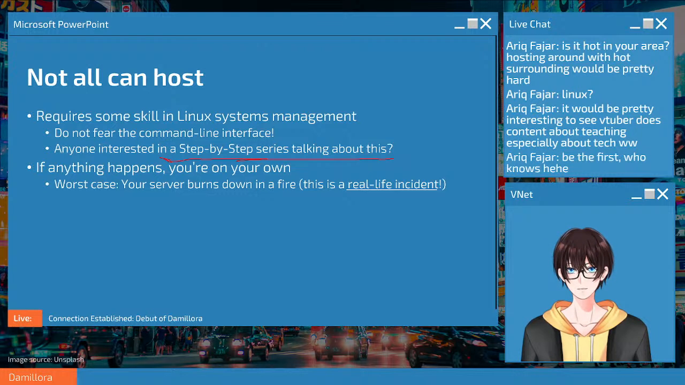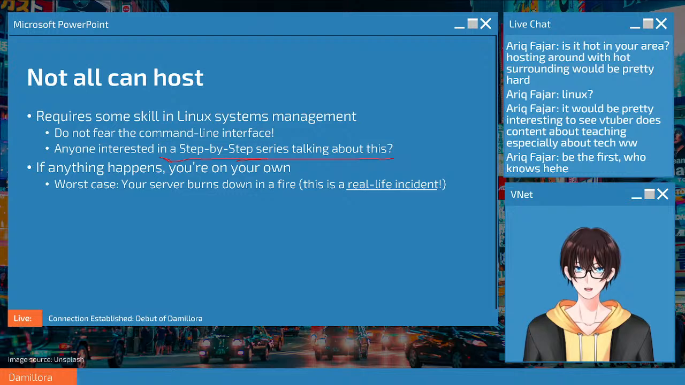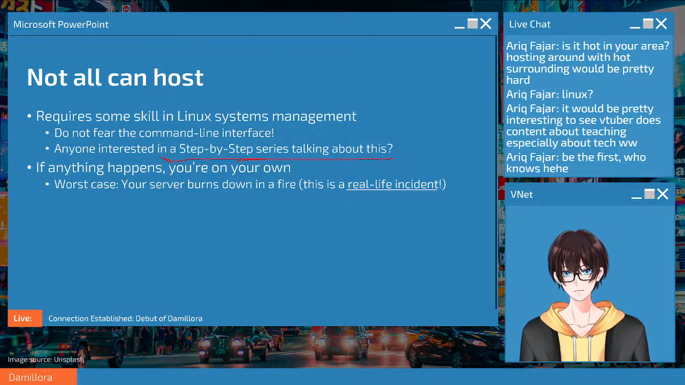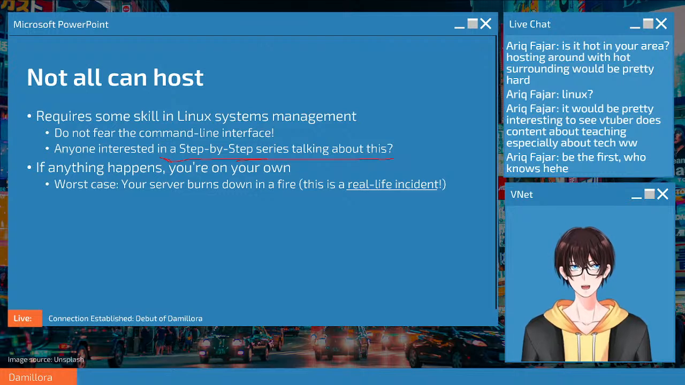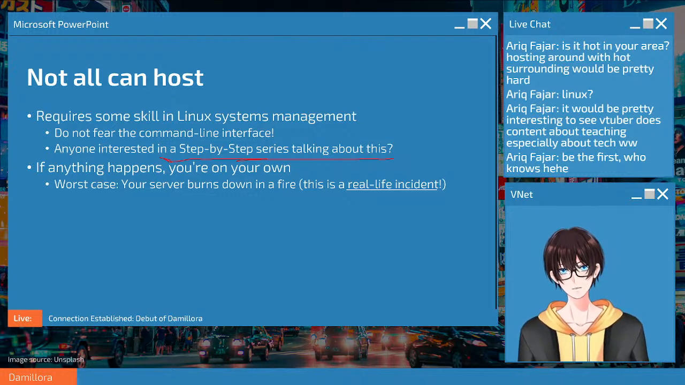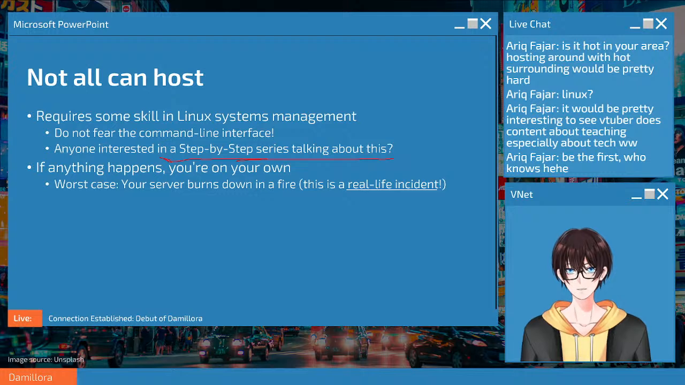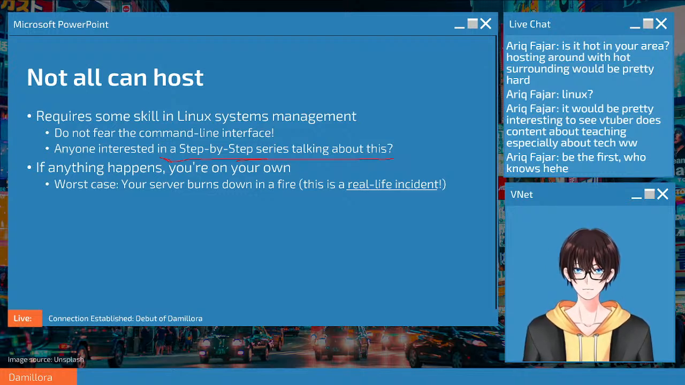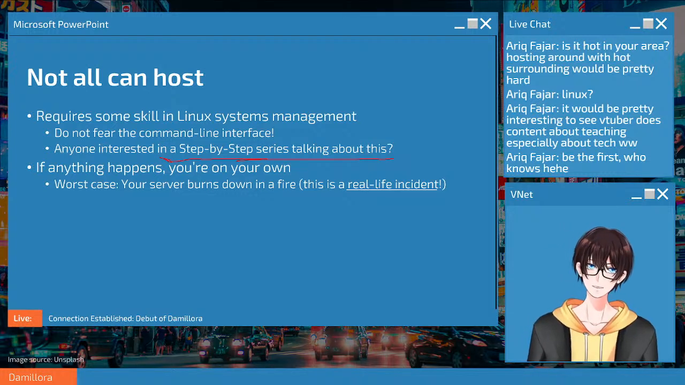And then the second reason is where I want to talk about some story because this is pretty wild. If anything happens, you're on your own. The worst case is that your server burns down in a fire, and I'm not joking. This is real and this is tragic.